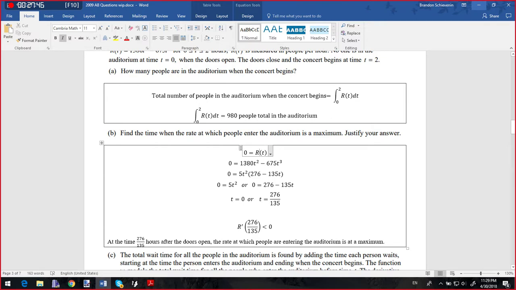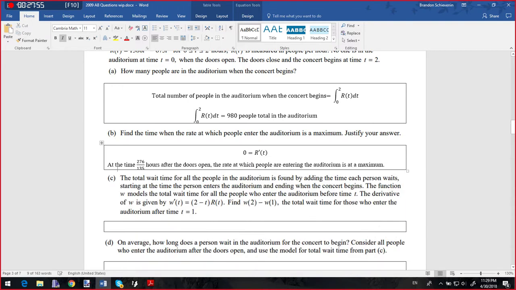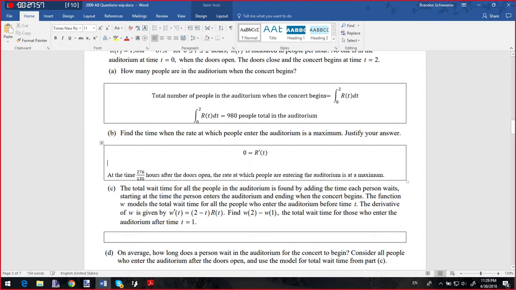Which means we actually need to redo all this. So I'll do this. Okay, if I set the slope of R of t equal to 0 and solve for x, I'll get this.